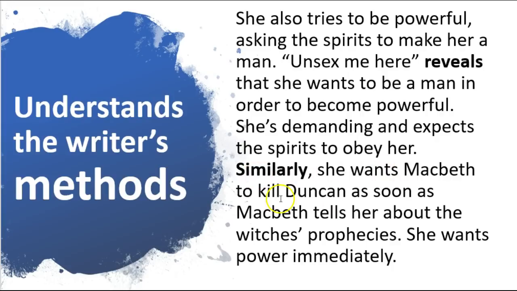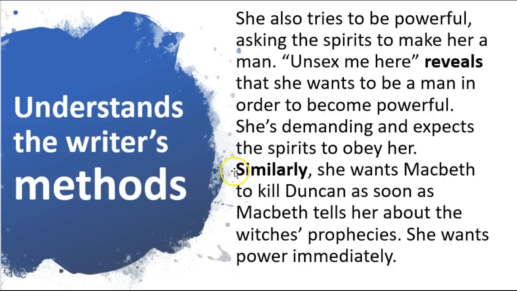Similarly, she wants Macbeth to kill Duncan as soon as Macbeth tells her about the witch's prophecies. She wants power immediately. So these methods are the ways in which Shakespeare reveals the character. You might not be doing this play, of course, but you're thinking, right, I've got to explain how the writer reveals the character's thoughts and personality and desires. Here it's Lady Macbeth's desire to be powerful, because that was the focus of the exam question.